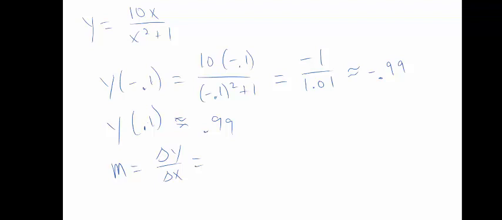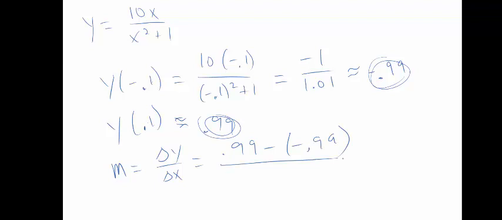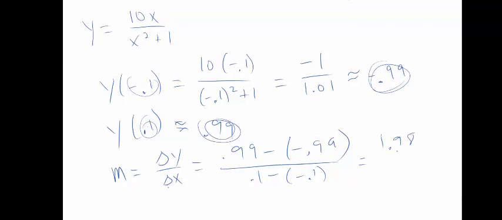Well, delta y is going to be the second y value minus the first y value. So that's 0.99 minus negative 0.99. Delta x is going to be the second x value minus the first x value. So 0.1 minus negative 0.1. So on top, we have 0.99 essentially plus 0.99, which is 1.98. On the bottom, we have 0.1 essentially plus 0.1, which is of course 0.2.